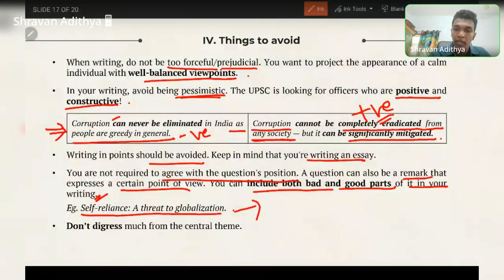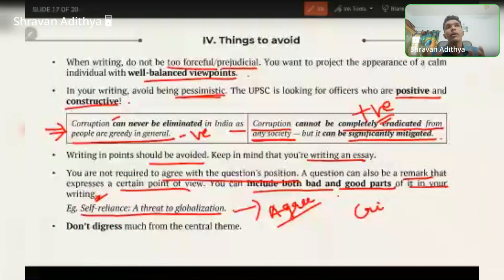Okay, you just do not have to. You are not expected to agree with this statement. You can criticize this. You can even criticize this topic. No, it is not like that. Self-reliance is not a threat to globalization.